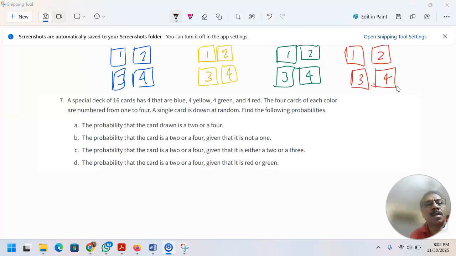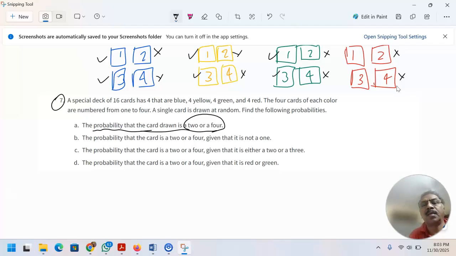Okay, this is the same question again, but let's see what the question is. What is the probability the card drawn is 2 or 4? So the card drawn is 2 or 4. That means we have to take off this and this from each one of them. So altogether there are 16 cards, but we have to take off 2 and 4. What is remaining is 1, 2, 3, 4, 5, 6, 7, and 8. So this becomes 8 out of 16 cards, which will be half.